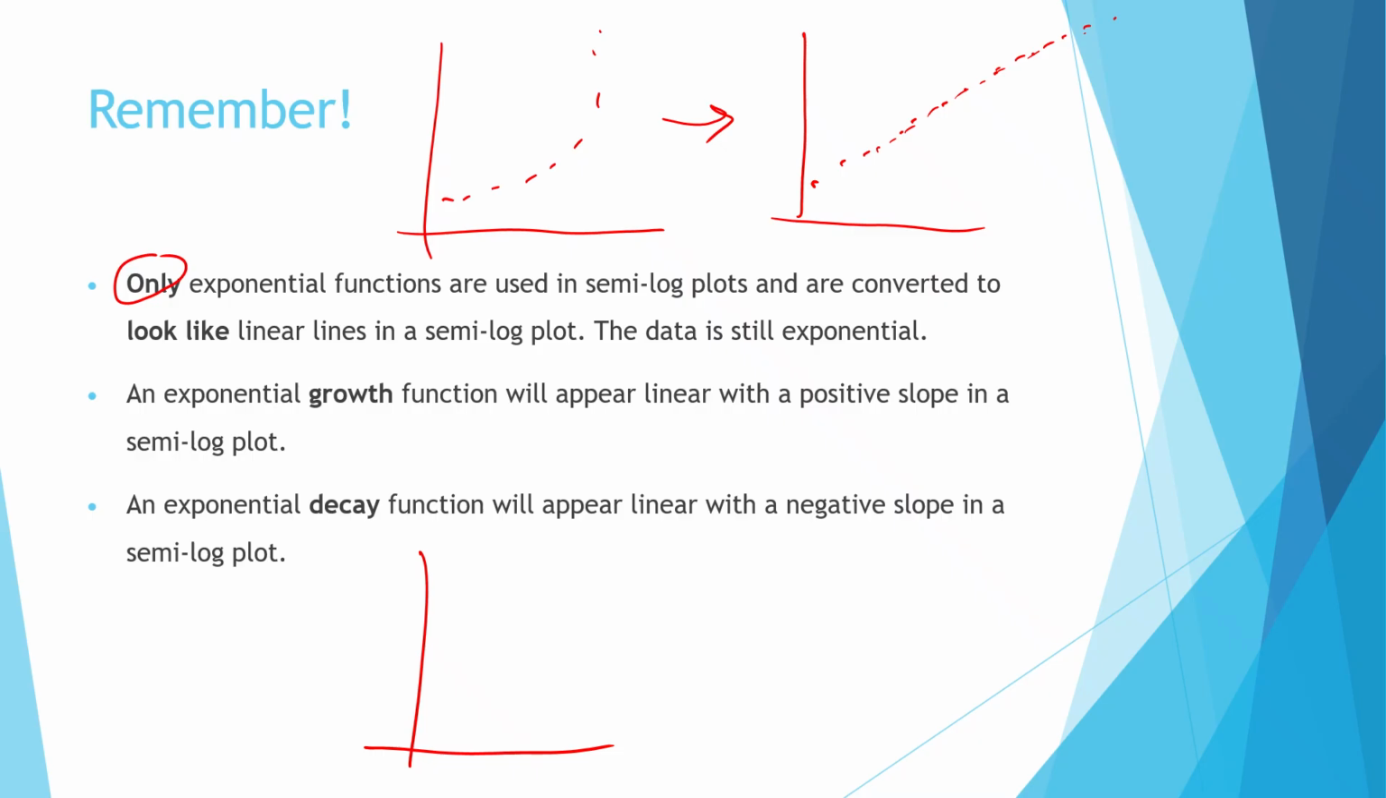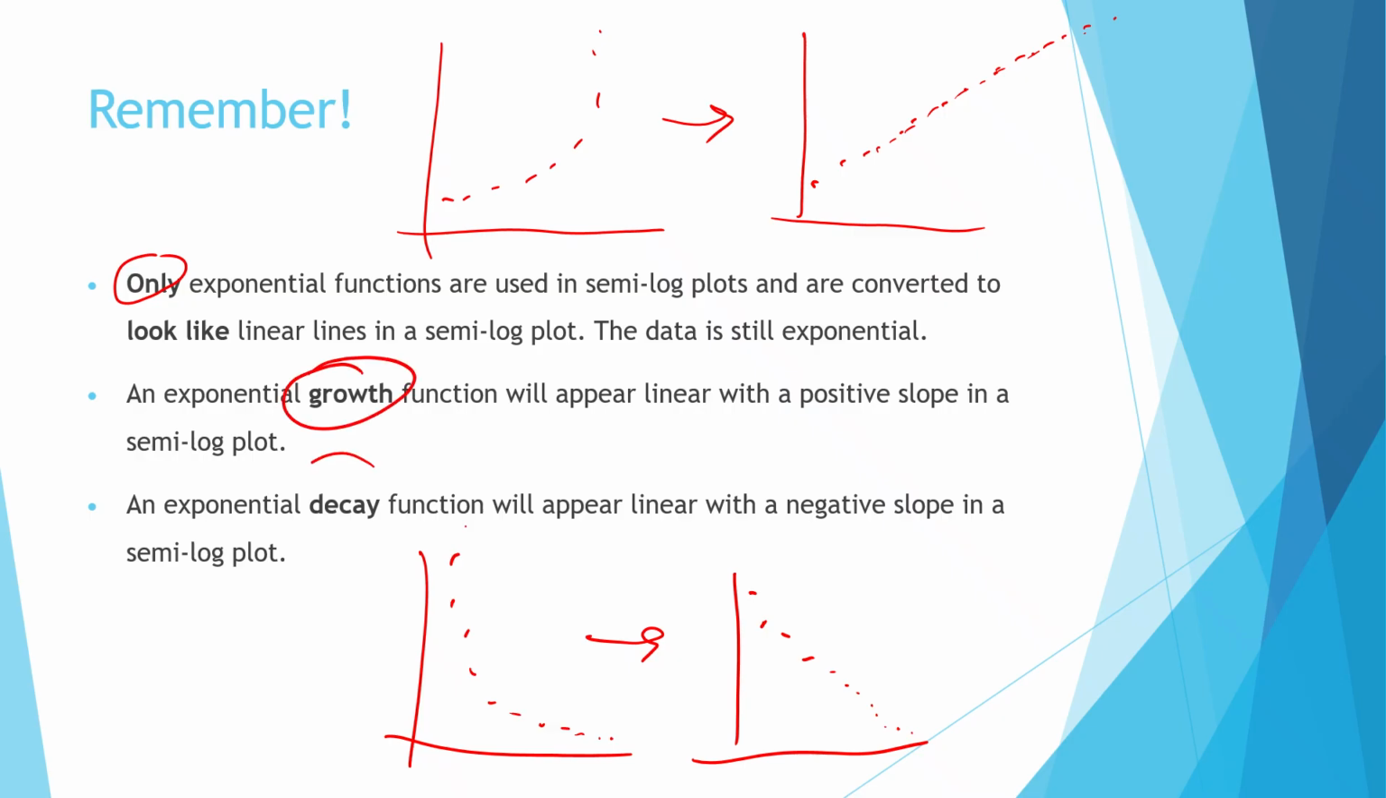And then also, likewise, if you have an exponential decay function, let me come up with some better points here. If we have an exponential decay function like that, this is going to appear in a negative sloped linear line like that. All right, so those should be the two blanks in your notes as well.